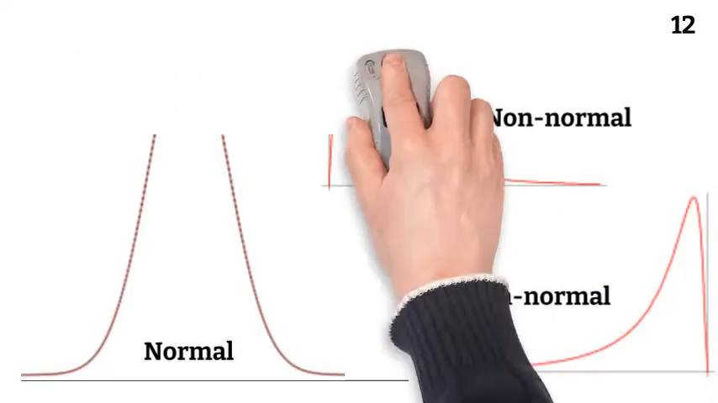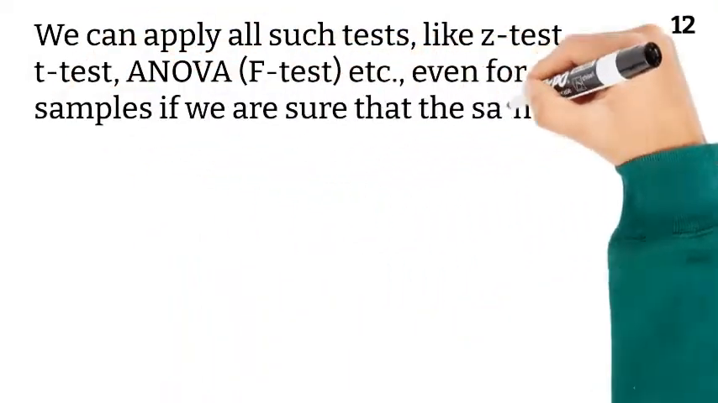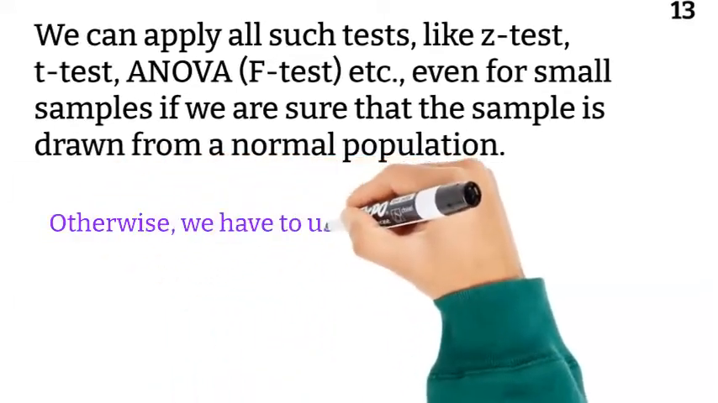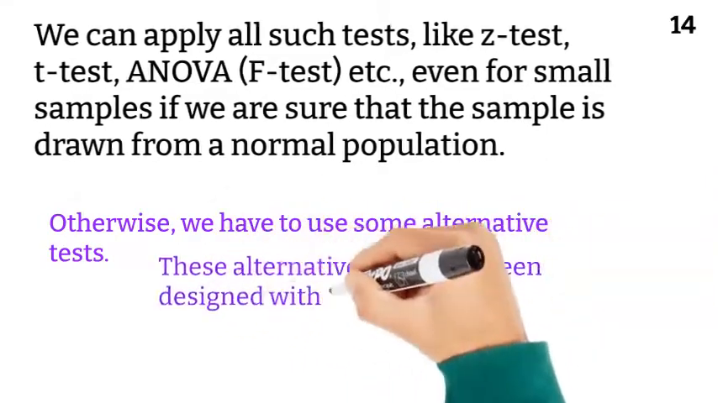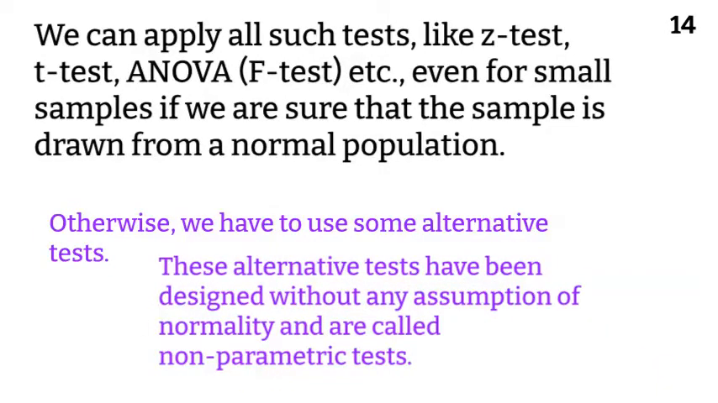We can apply all such tests, like z-test, t-test, ANOVA, f-test, etc., for small samples if we are sure that the sample is drawn from a normal population. Otherwise, we have to use some alternative tests. These alternative tests have been designed without any assumption of normality and are called non-parametric tests.